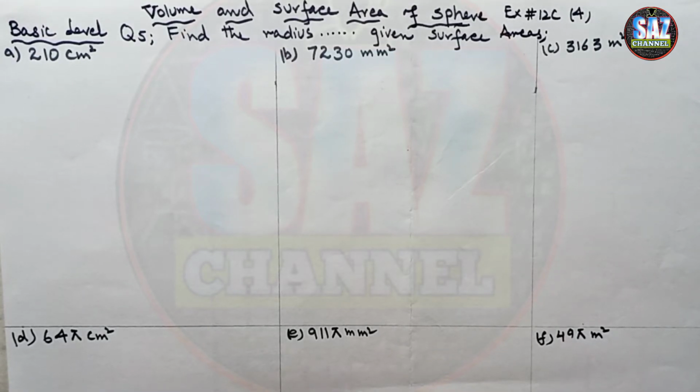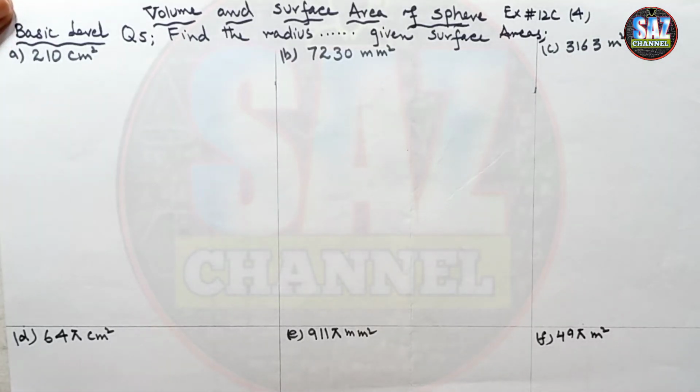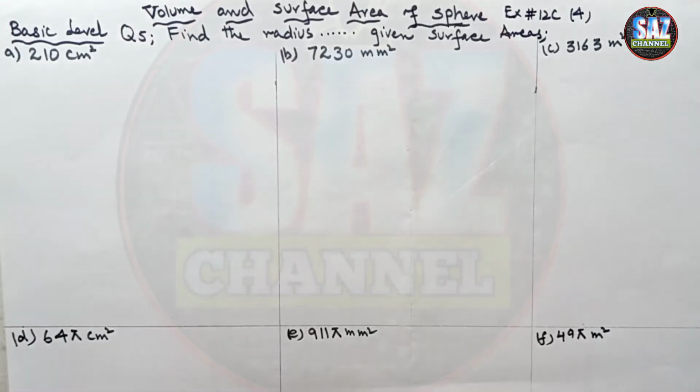This is my fourth lesson of D2, chapter number 12, exercise 12C, that is about the volume and surface area of sphere. What is sphere and what are the formulas for the volume and surface area? These are the questions that have to be really clear to all of my students before going to this lesson, because lessons of mathematics are integrated with each other. If the previous lesson is weak, the next lesson will also be affected.